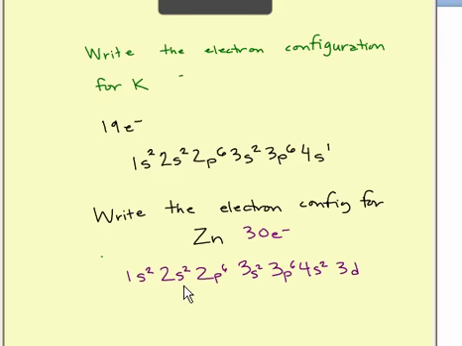And let's see how many electrons I have. 10, 18, 20. So I have 20, so I have 10 more to go. And my d can hold 10. So that's great. I totally fill up my d subshell. And so if you've got this as the electron configuration for zinc, you are doing great.